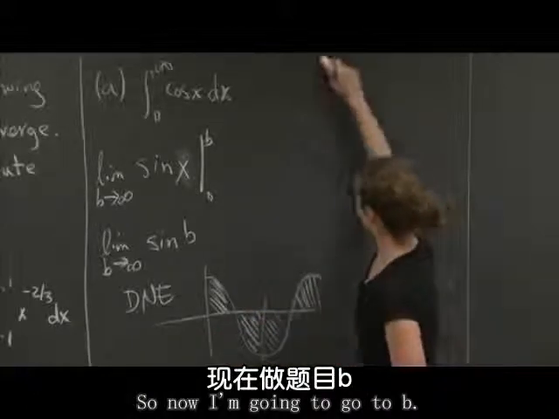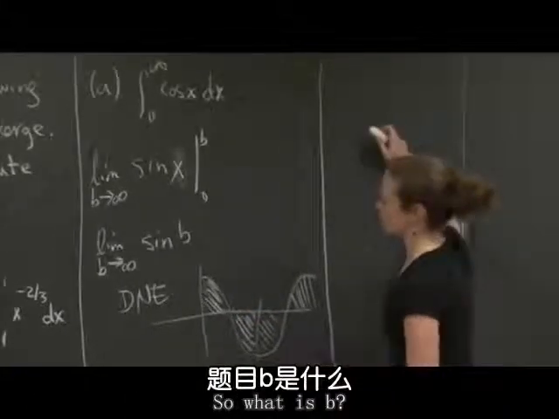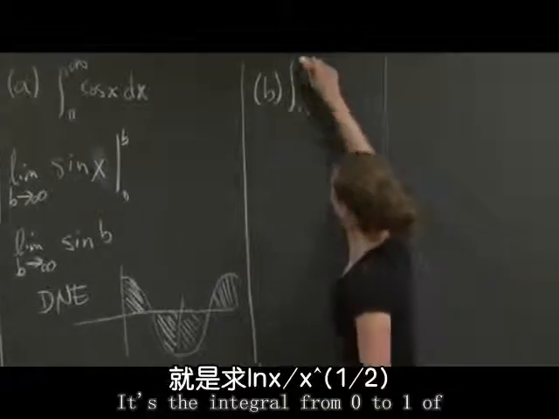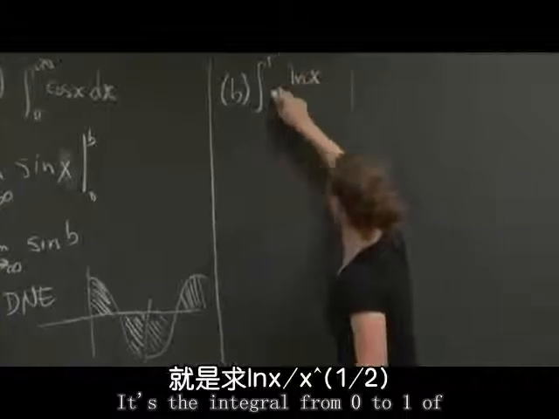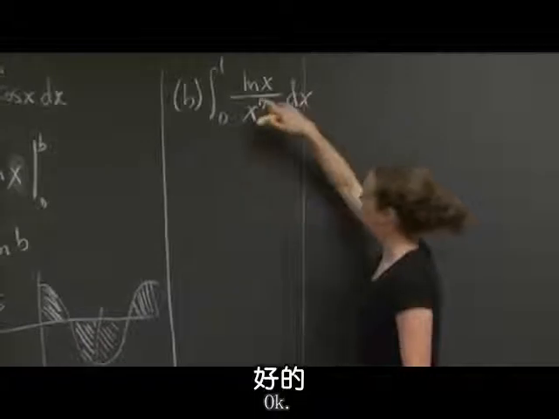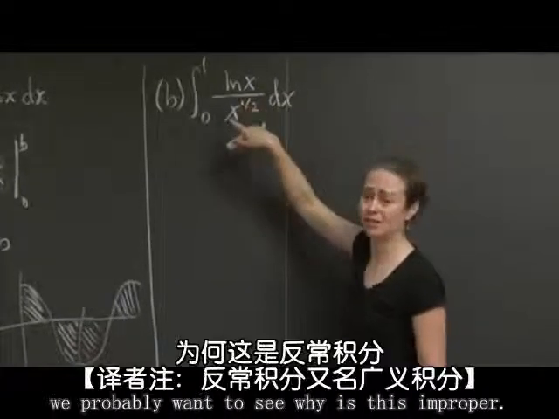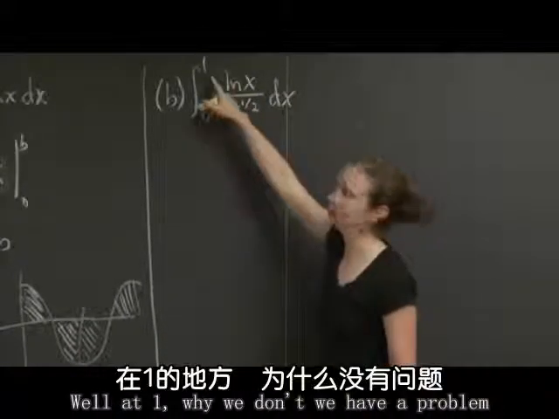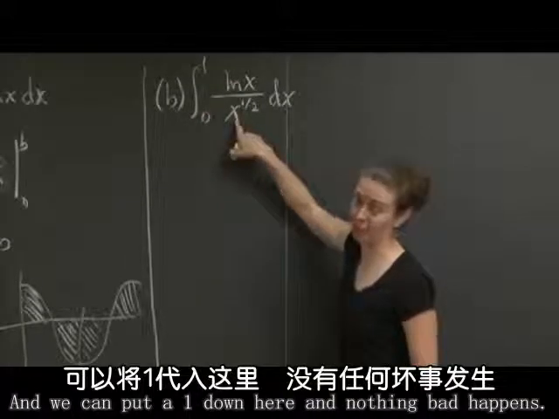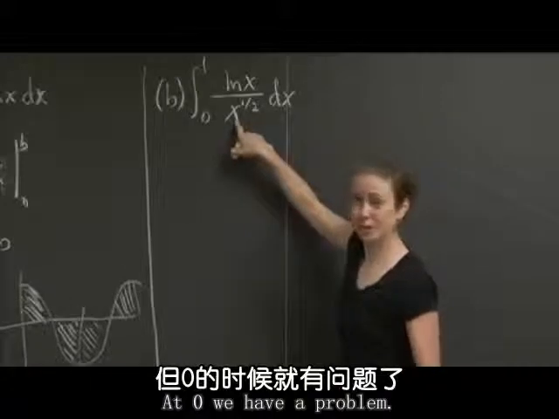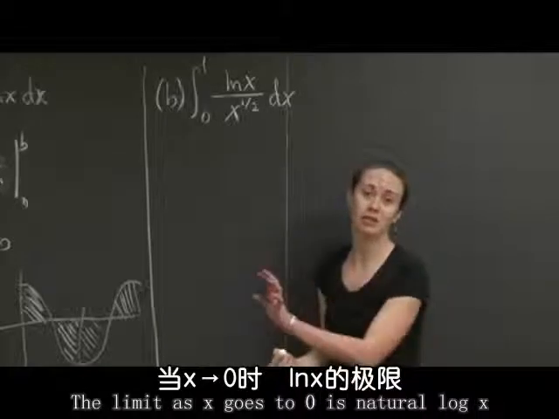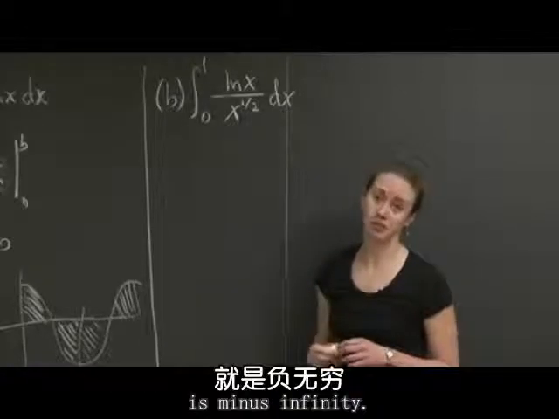So now I'm gonna go to b. So what is b? It's the integral from 0 to 1 of ln x over x to the 1/2 dx. Okay, and what I want to point out is we probably want to see why this is improper. Well, at 1 we don't have a problem, because natural log of 1 is 0, and we can put a 1 down here and nothing bad happens. At 0 we have a problem. Natural log of 0 actually doesn't exist. The limit as x goes to 0 of natural log x is minus infinity.